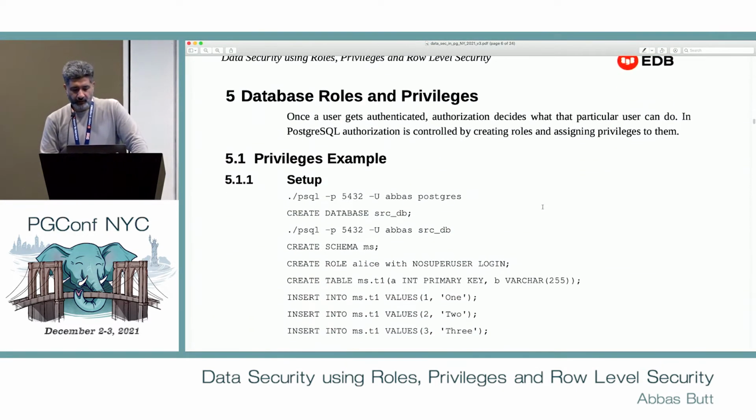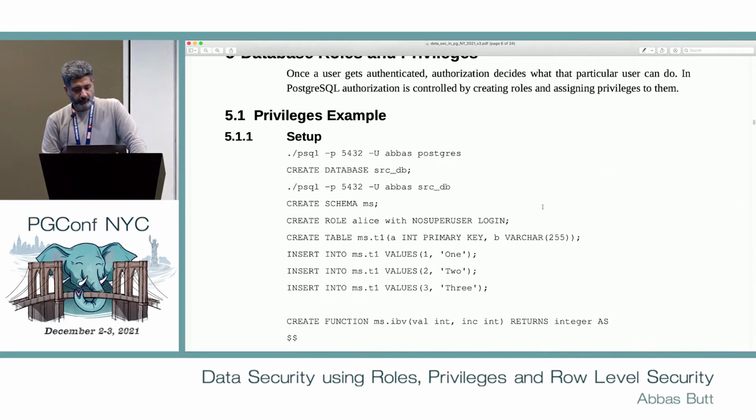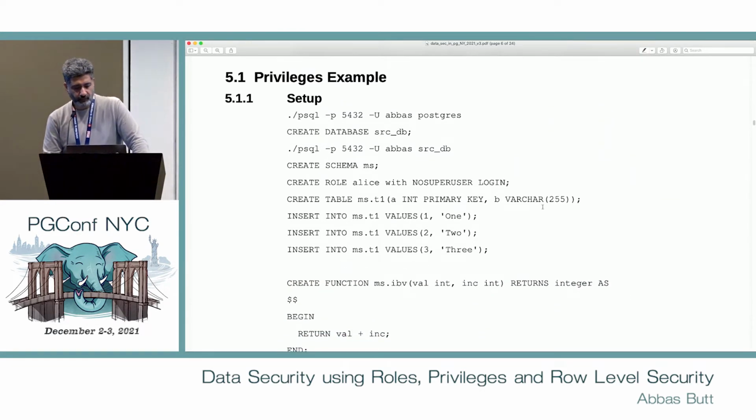So once a user gets authenticated, authorization decides what a particular user can do. So in PostgreSQL, authorization is controlled by creating roles and assigning privileges to them. What we are going to do next is basically see what privileges are provided in Postgres and what a particular privilege lets the user do. We are going to create a user, and we are going to revoke all the rights from the user.